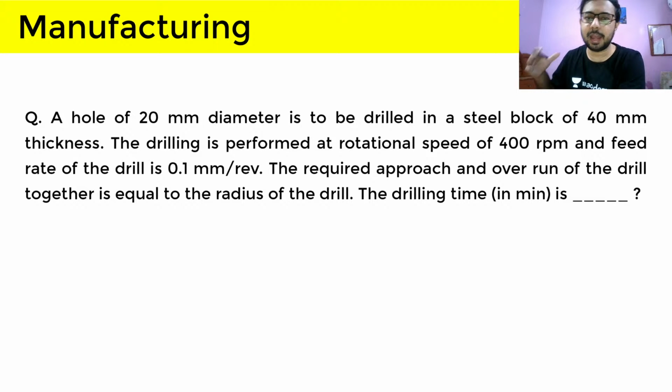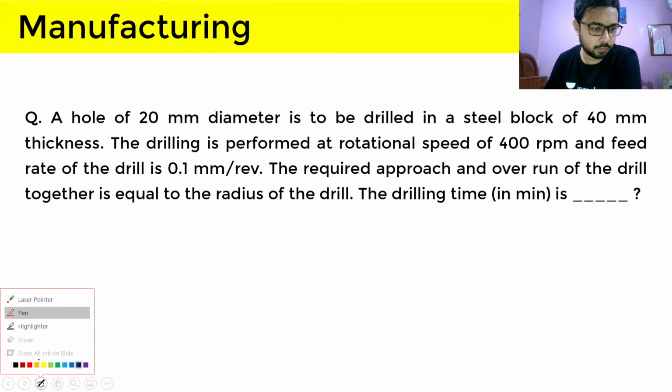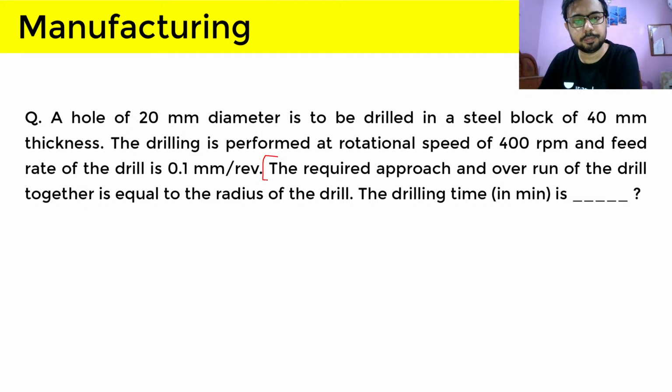In this question, the diameter of the hole to be drilled is given. The thickness of the steel block inside which we are making the hole is given, and the rotational speed and feed are given, and drilling time is asked. But the main important thing due to which this question is being discussed in this class is this line. In this line you can see the required approach and overrun of the drill together is given as equal to the radius of the drill.